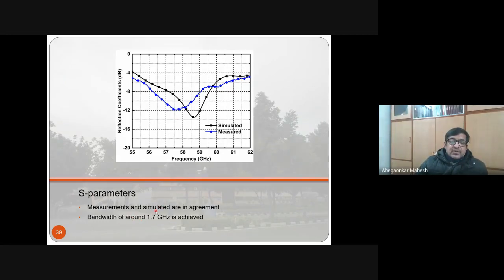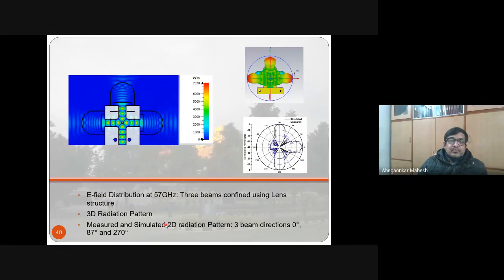This is the E-field distribution. From the lower side you feed in, and the power goes in 3 different directions. Then there is a lens here, which will enhance the gain. The black outline that you see is for the lens. As a result, you can see the simulated pattern here.